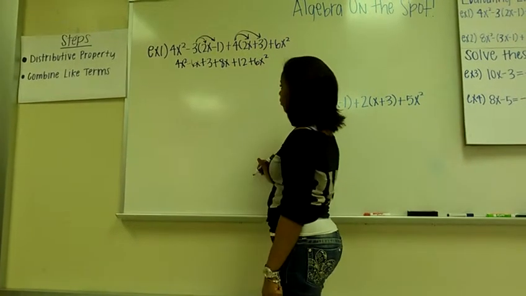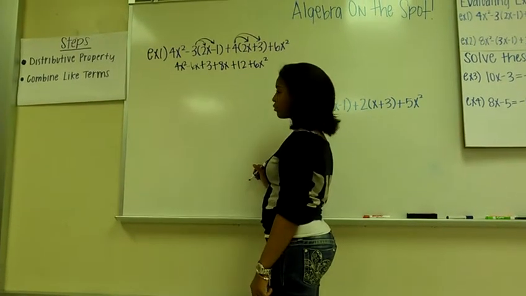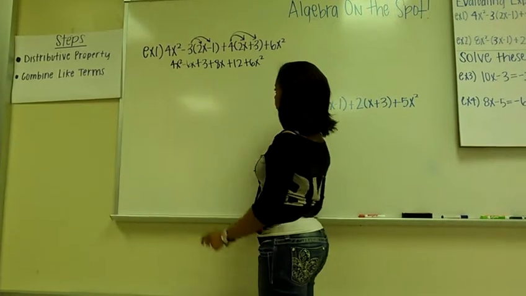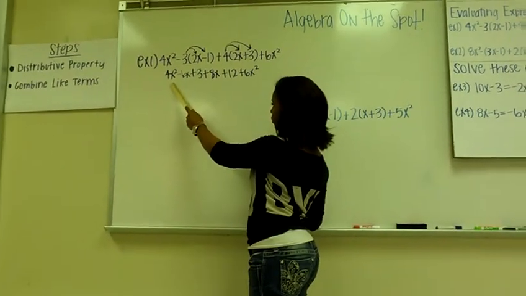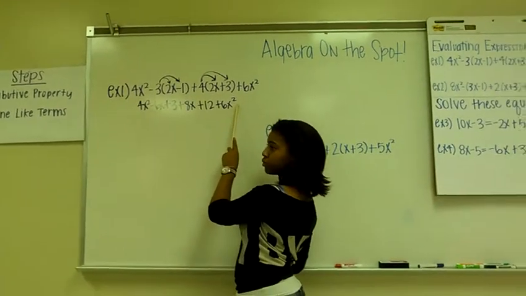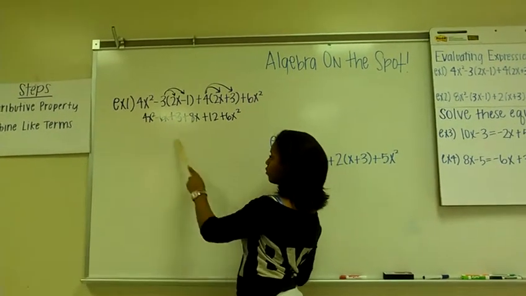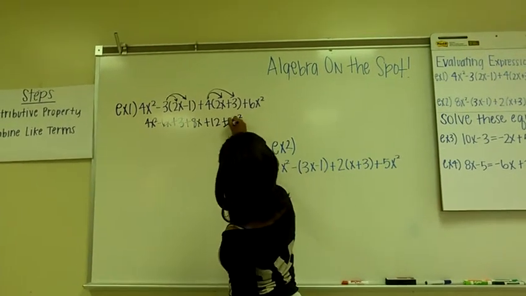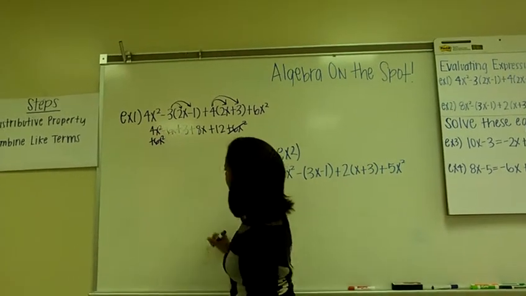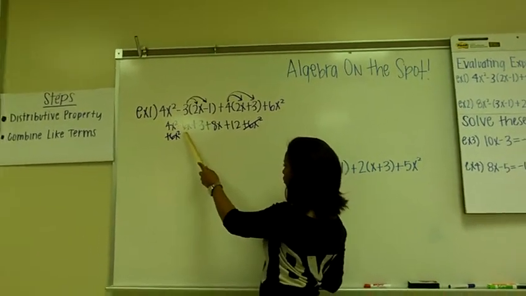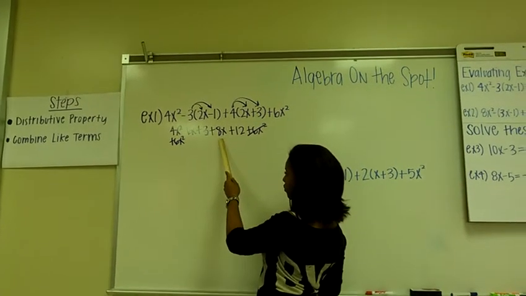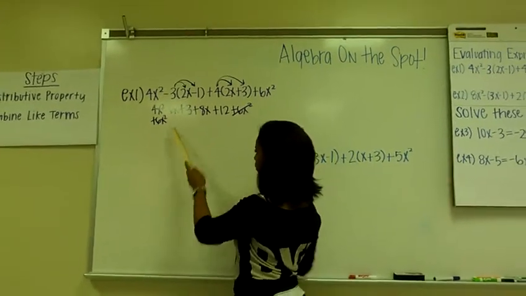Our second step is to combine like terms, and we'll do that by stacking. So we look at our 4x squared, and we look to see if we have any more x squared terms. We see a 6x squared, so we will stack the 6x squared underneath the 4x squared. Next, we see a negative 6x. We look for more x terms. We see a plus 8x. So we'll stack the plus 8x underneath the negative 6x.